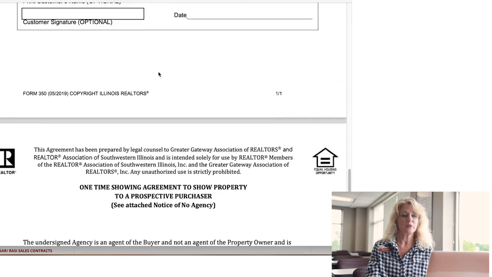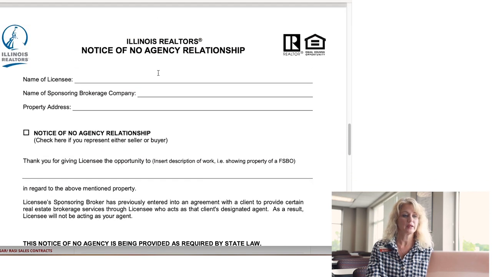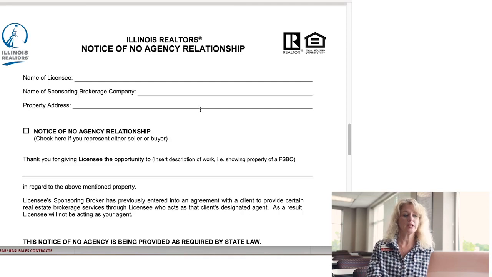The no agency form, I'm going to flip back up to that real quick. The no agency form, some other times that is utilized is if you are the owner of the property, then you would not be representing the buyer of the property. So either the buyer has their own agent, but if they don't and they've come to you for you to do the paperwork, then you need to sign that notice of no agency for the buyer. Because as a property owner and you're selling that property, you cannot represent the buyer. The state of Illinois does not allow that. So that would be another time that you would use this notice of no agency relationship.